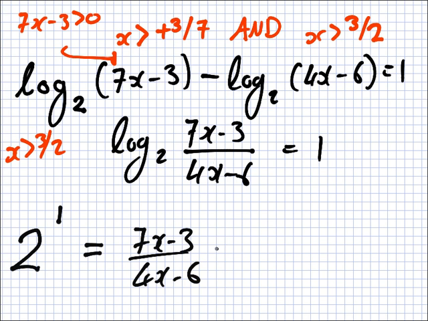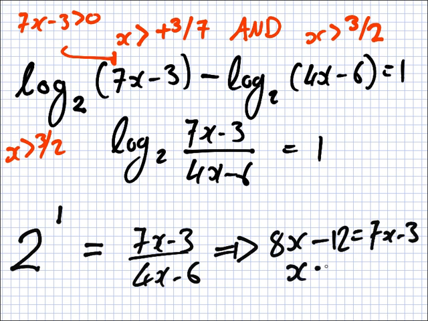Now we cross multiply. 8x minus 12 equals 7x minus 3. That means x equals 9. Told you it was hard.